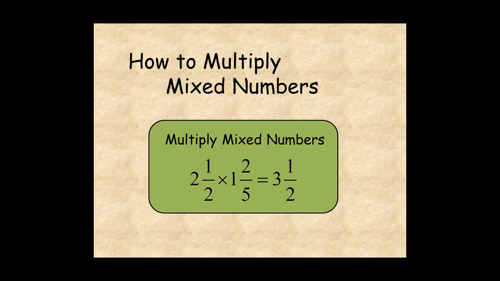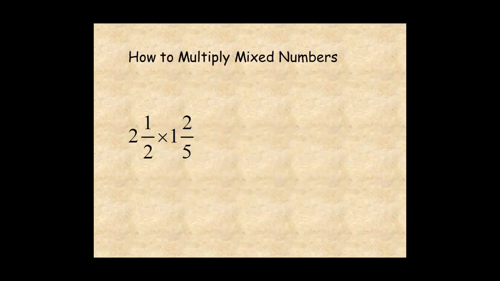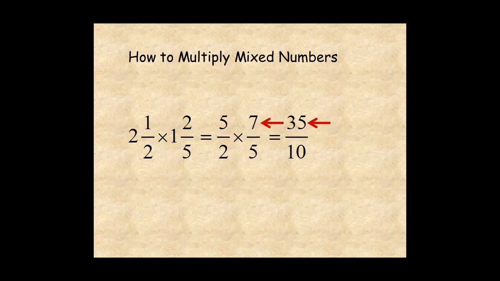This lesson shows how to multiply mixed numbers. To multiply mixed numbers, you first have to convert them to improper fractions. In this example, 2½ is equal to 5/2, and 1 2/5 is equal to 7/5. Then multiply the numerators and denominators. 5 times 7 equals 35 over 2 times 5 equals 10.